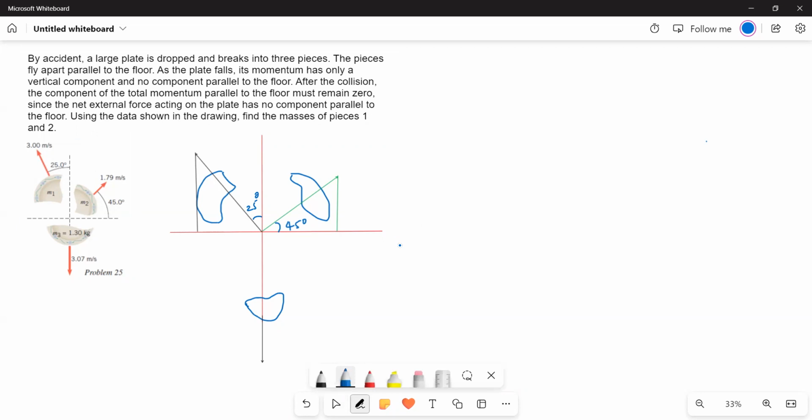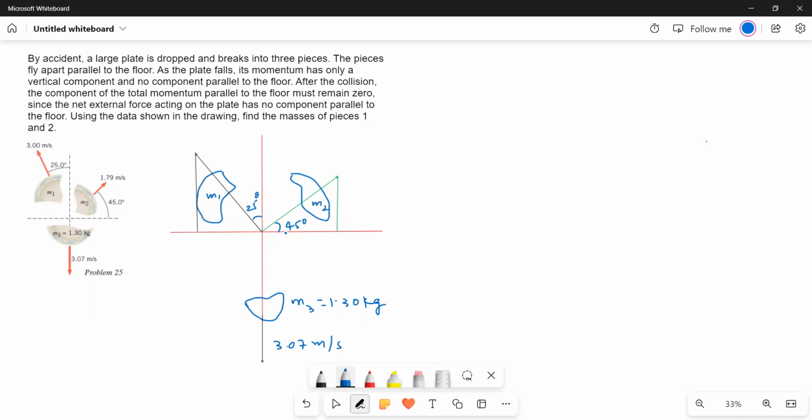A plate has fallen from a height h and then breaks into three pieces. One piece directly falls on the floor and two pieces go in two different directions. So this is one whose velocity is 3.07 meters per second downwards, and its mass is given as 1.30 kilograms. And then we have to find out this mass M1 and then this mass M2.